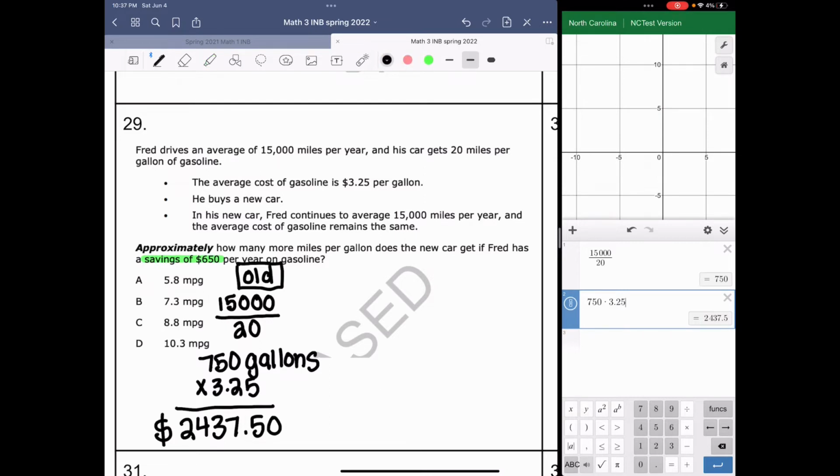Now, the key to this problem is it says that he has a savings of $650 per year. So now we're going to talk about the new car. With the new car, we're going to subtract that $650, and we're going to figure out how much he's actually spending per year.